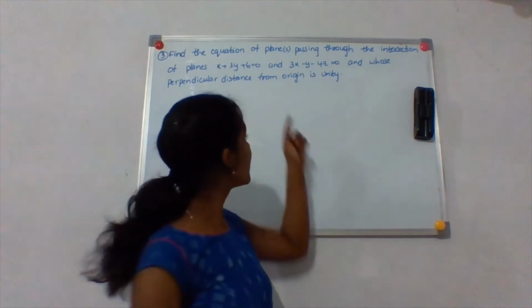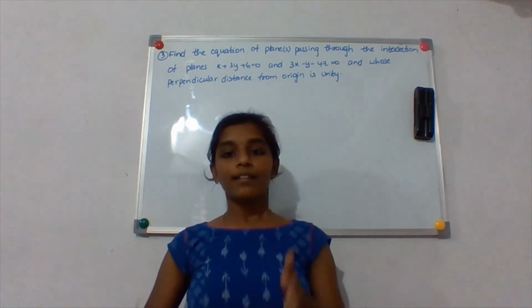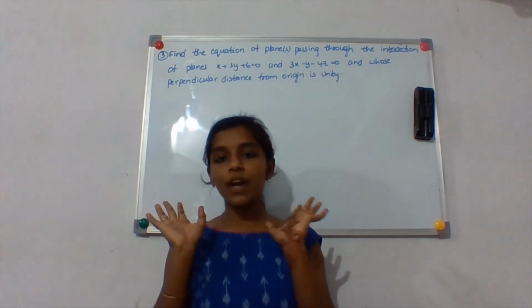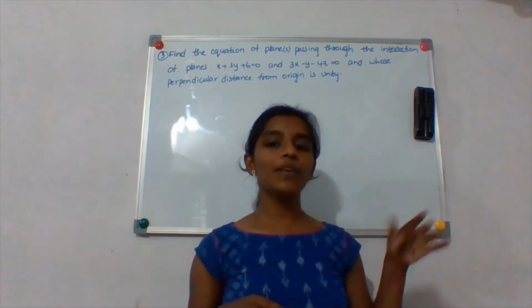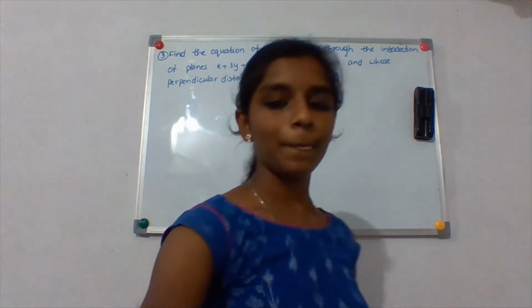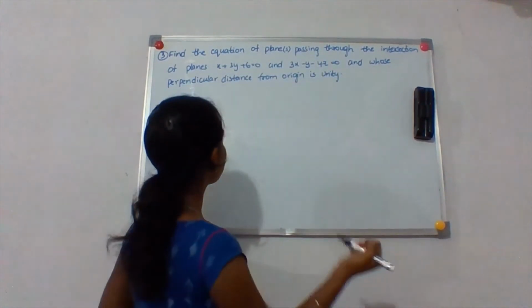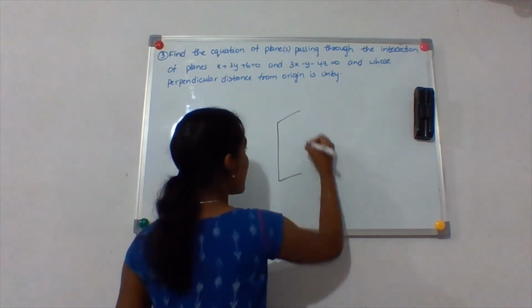And the other clue is that the plane's perpendicular distance from the origin is unity. So now how do we represent it on the board? Let's represent it on the board first. Okay, so how do you do it? This is one plane.